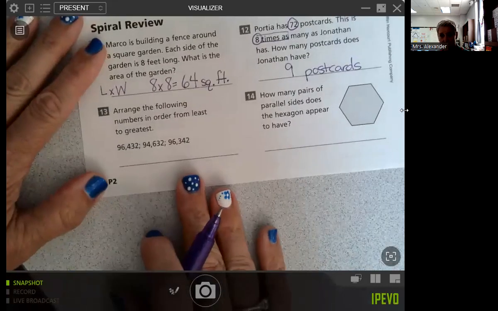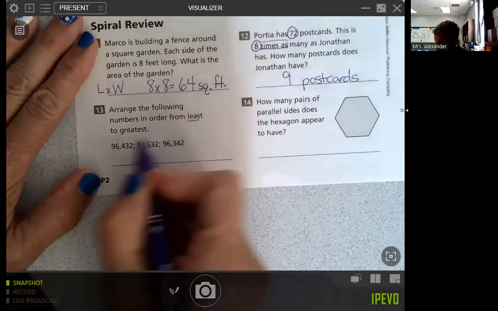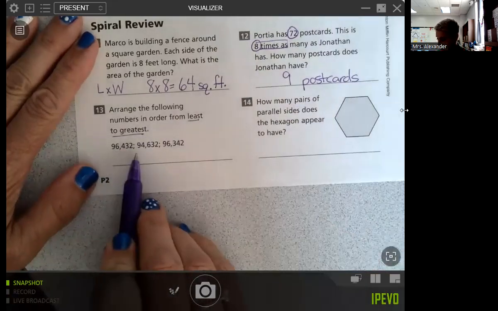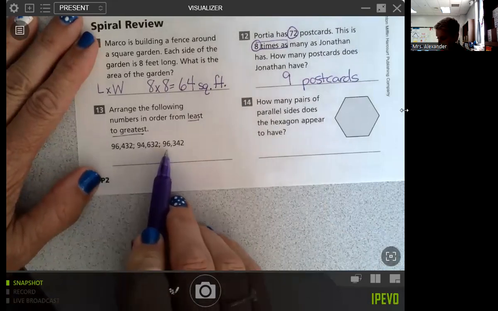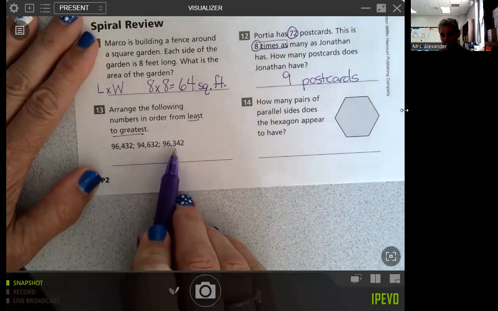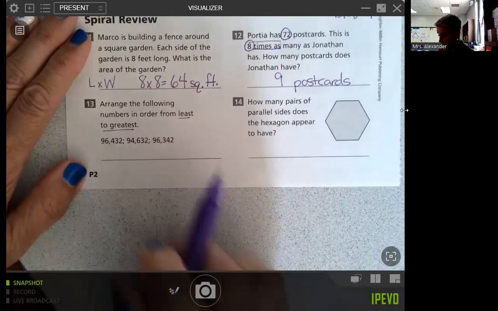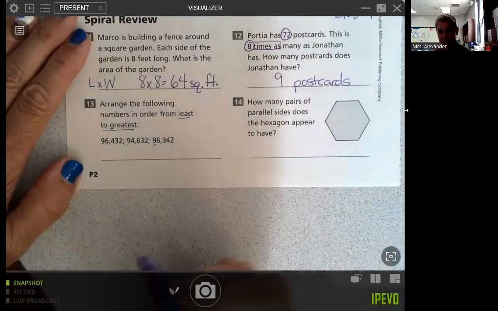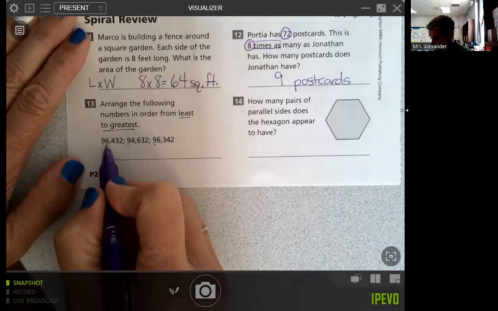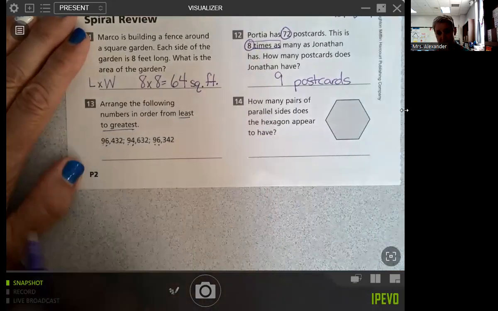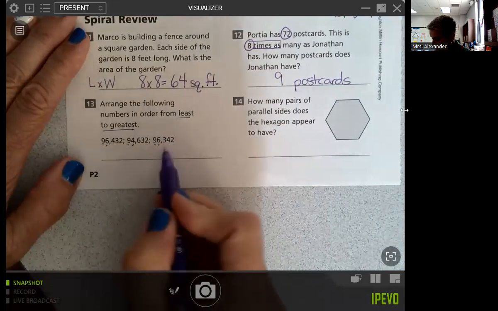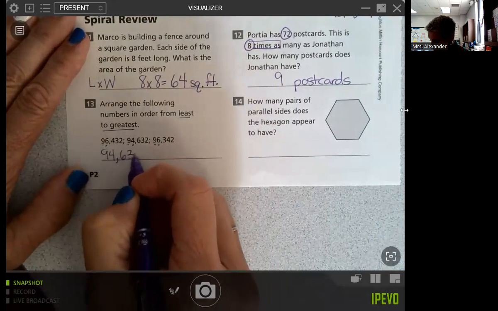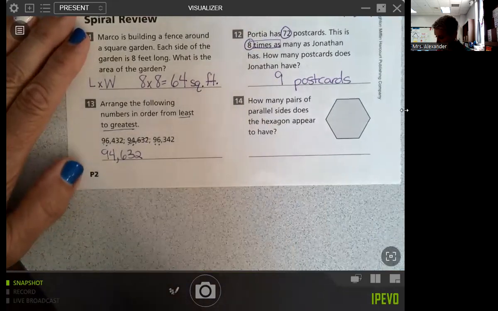Arrange the following numbers in order from least to greatest. Let's look. 96,432, 94,632, 96,342. I'm going to go place by place. I need the least. They all have a 9 in the 10,000s place. Then I have a 6, a 4, and a 6 in the thousands place. 4 is less than those 2 6s. So that tells me 94,632 is our least number.